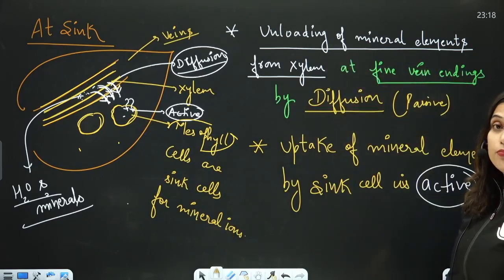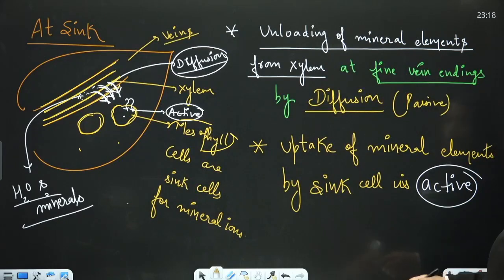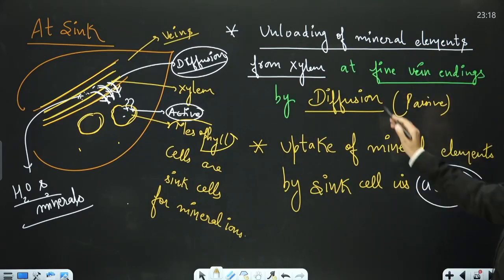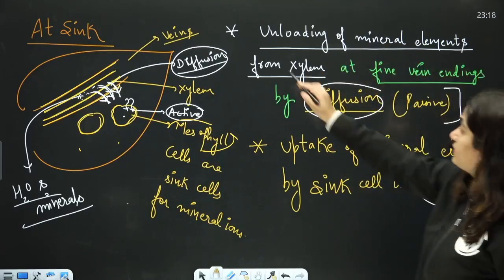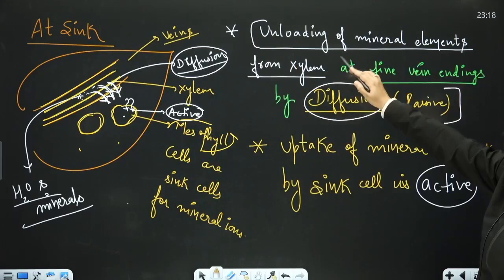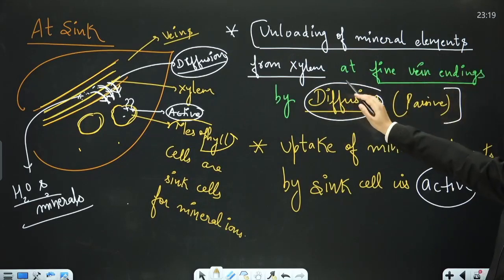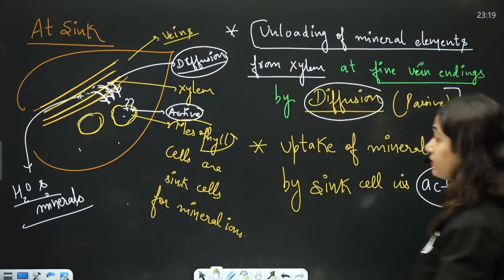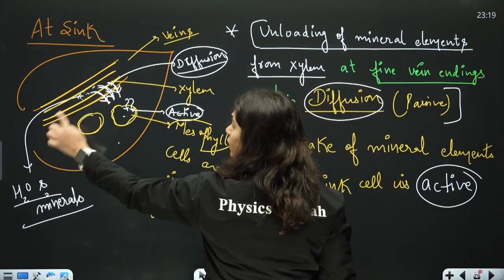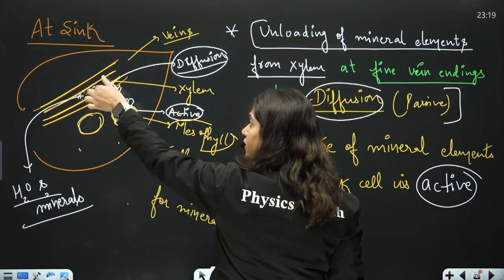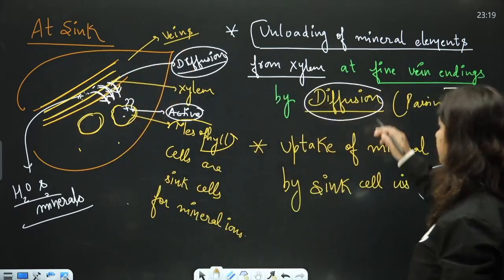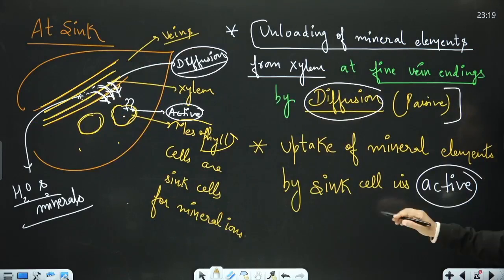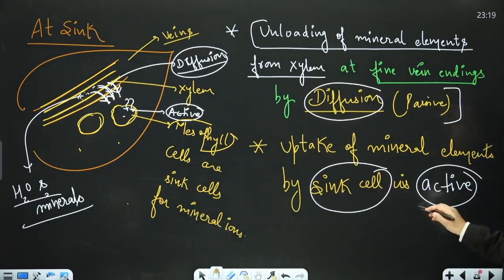Unloading means when the mineral ions come out from the xylem at fine endings, it is done by diffusion. This is the line of NCERT, as it is: unloading of mineral elements from xylem at the fine vein endings. Vein endings, wherever there is vein, there is xylem. So unloading of mineral ions from xylem at the vein endings occurs through diffusion, but the uptake of mineral elements by sink cells is active.